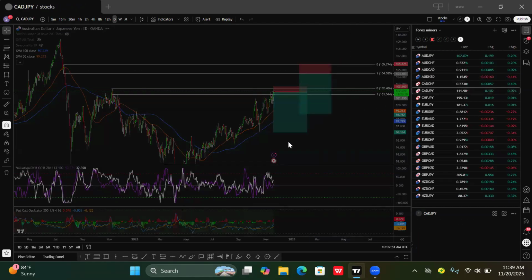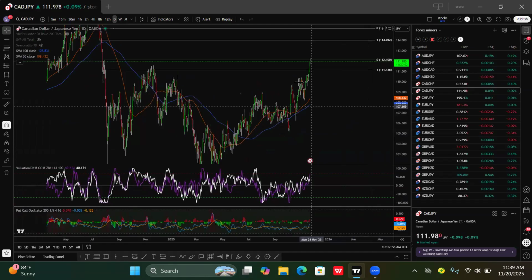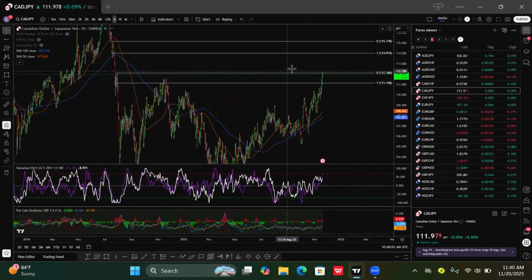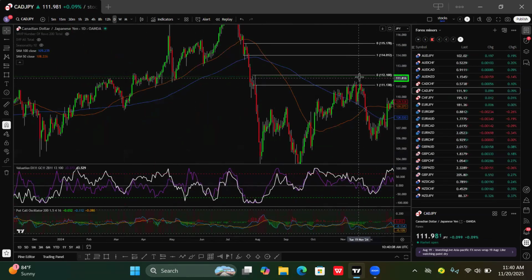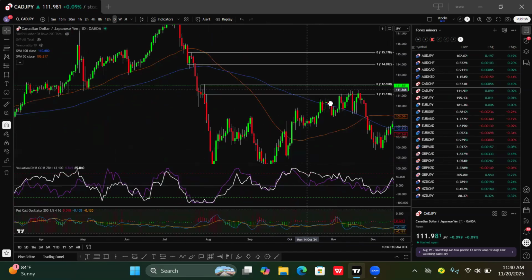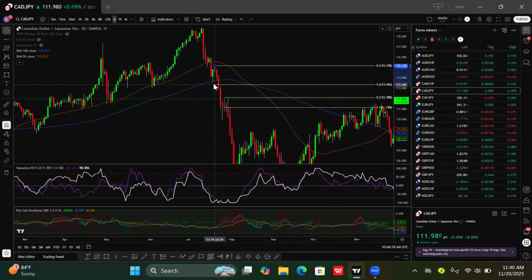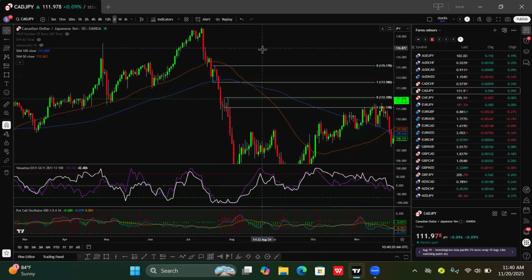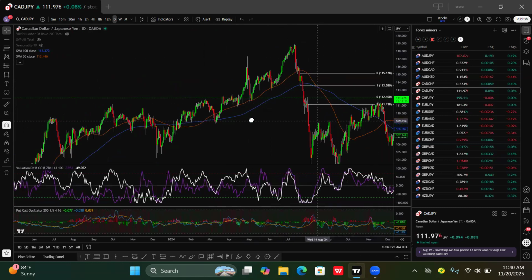Same thing for CAD yen, Canadian dollar yen. It seems like we tapped this level, it's not as fresh. We tapped into it here and we traded downwards again. So here, up base, drop. This level looks more like it to me.